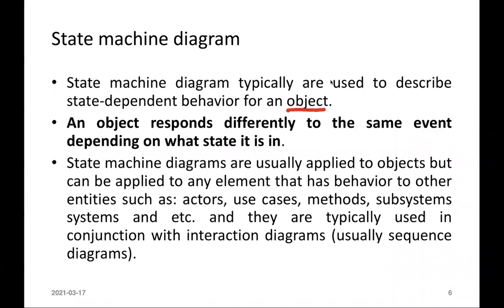What is an object in specific definition? An object responds differently to the same event depending on what state it is in. This is the behavior of an object. An object specifically is an entity of a system. State machine diagrams are usually applied to objects, but can also be applied to any element that has behavior. It could be applied to actors, use cases, even methods, subsystems, and even the system in total. They are typically used in conjunction with interaction diagrams, for example, sequence diagrams.